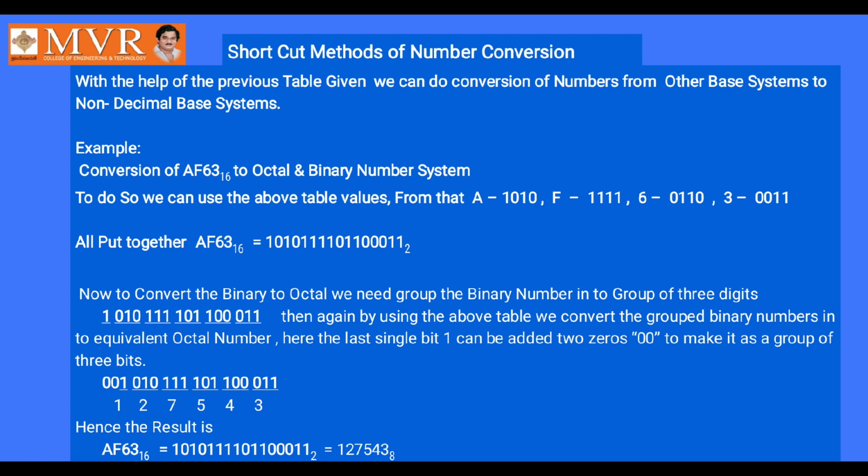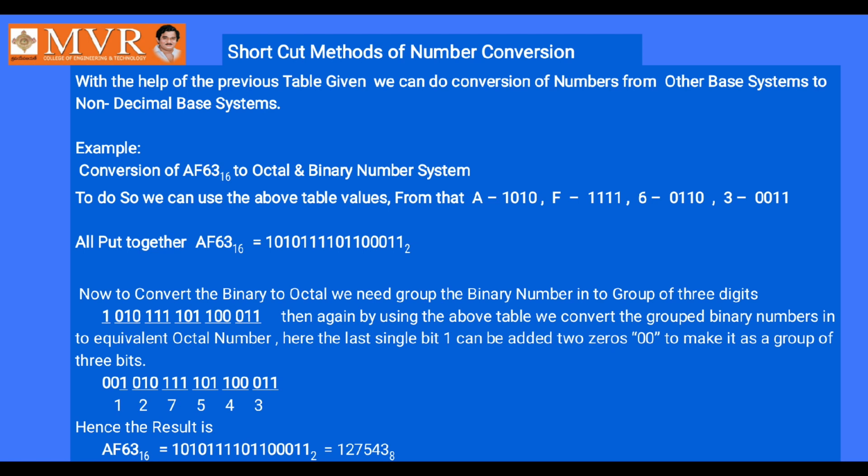To do so, we use the above table value. From that, A is equal to 1010, F stands for 1111, 6 stands for 0110, 3 stands for 0011. So, AF63 is written like 1010, 1111, 0110, 0011. So, this is nothing but the equivalent binary value of the given hexadecimal.